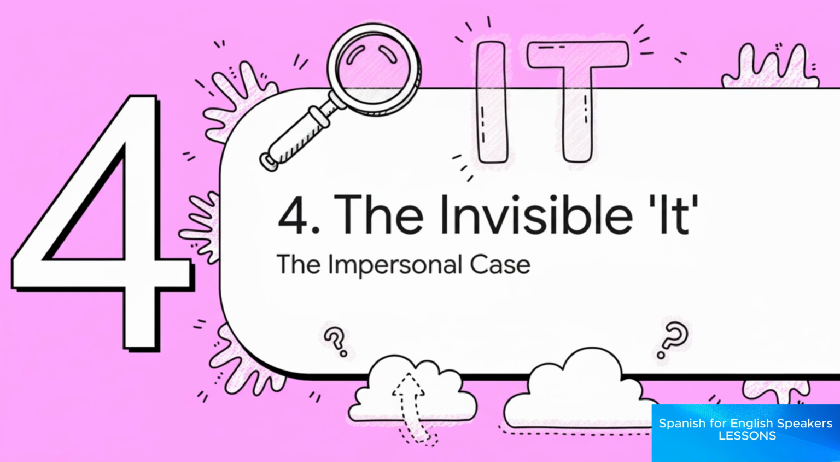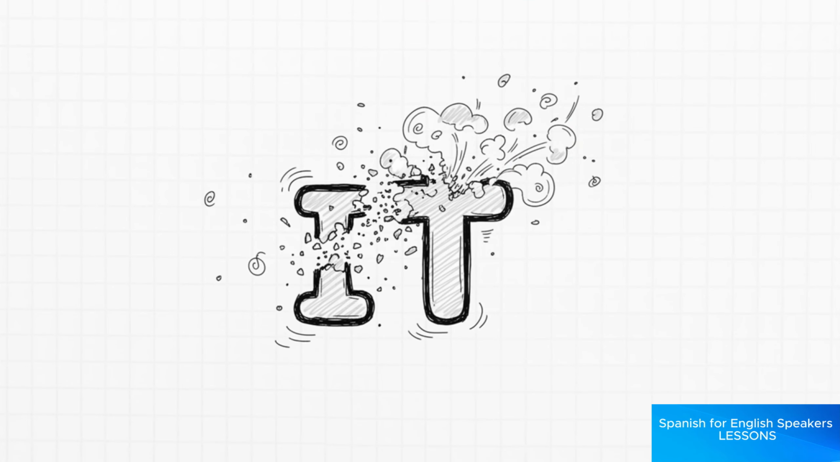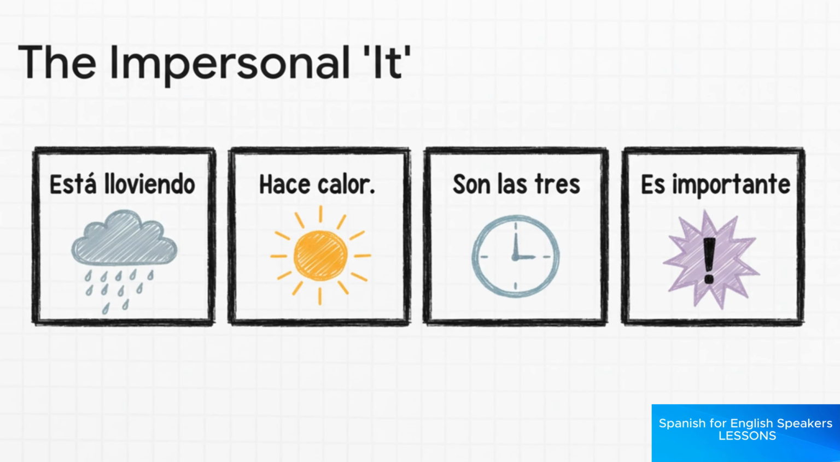This next part is probably the most surprising and maybe the coolest rule about "it" in Spanish. I call it the invisible "it." Because, and you might not believe this at first, sometimes the perfect translation for "it" is no word at all. Seriously, you just leave it out. This is what's so fascinating. It's how Spanish deals with these big impersonal ideas. Think about things like weather, or time, or just general statements. The "it" just vanishes. "It is raining" simply becomes está lloviendo. "It is hot" is hace calor. "It is 3 o'clock" is son las tres. And "it is important" is just es importante. You see? No pronoun needed. The verb does all the work.